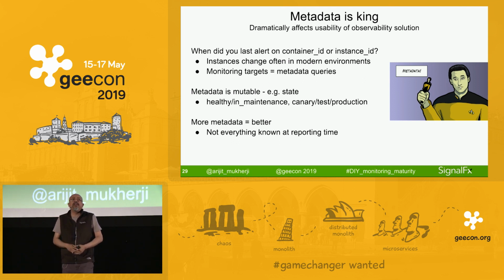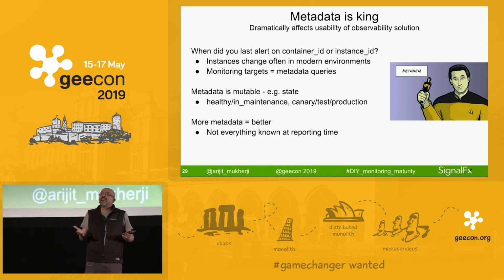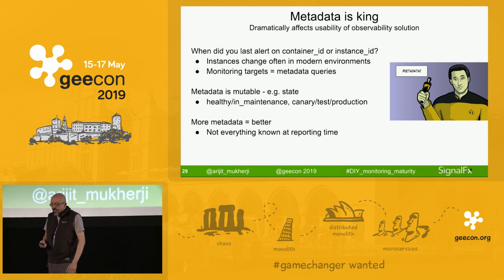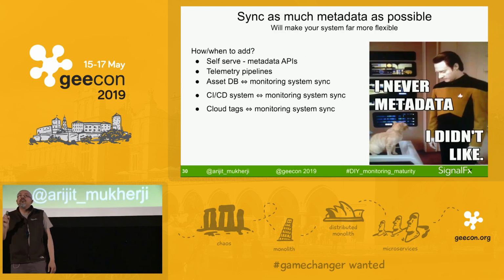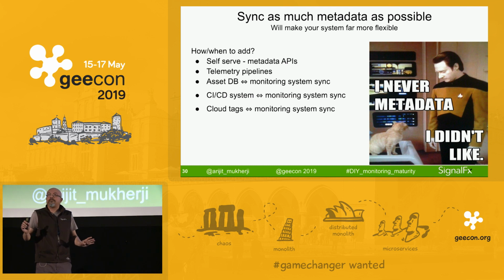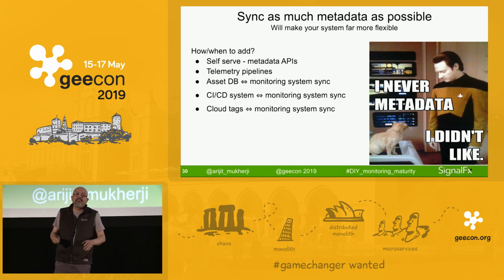Another important thing I'll mention is that metadata is mutable. For example, a host may go into a maintenance state. You may want to see a chart where you only look at the ones that are in production, not in maintenance state. So your environment is alive, it's changing, it's mutating, and metadata is what allows you to filter through them effectively, right? So the advice here is you must bring in as much metadata as you can. The more, the better, right? There's no metadata I don't like, so to speak.